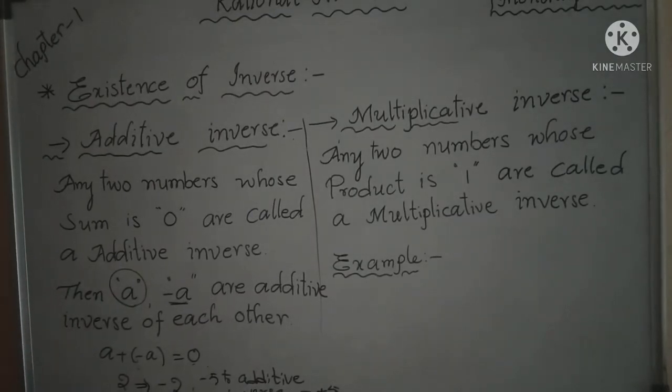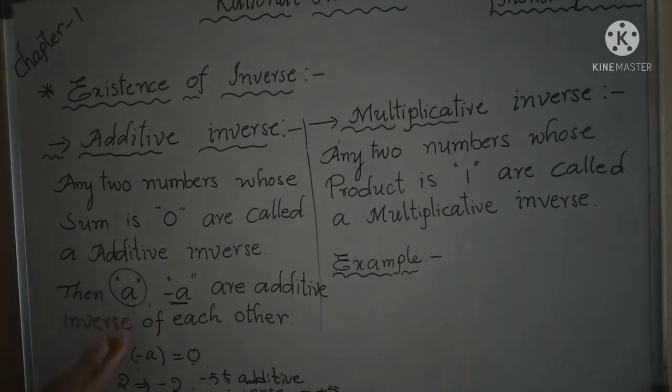Once I explain additive inverse, we have to take any two numbers whose sum is 0. Any two numbers whose sum is 0 are called additive inverses of each other. For example, a and minus a are additive inverses of each other. So 2's additive inverse is minus 2, or 5 by 7's additive inverse is minus 5 by 7, like that. Understand here? Okay. Next, multiplicative inverse.